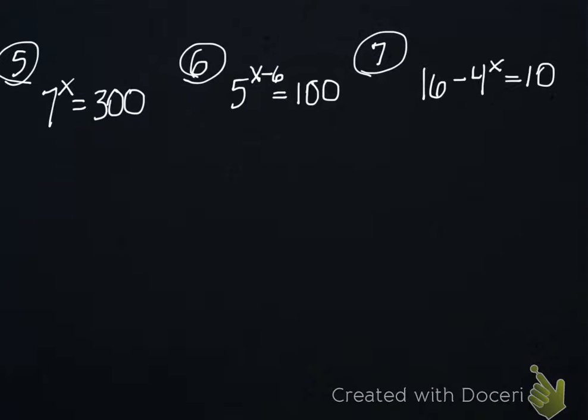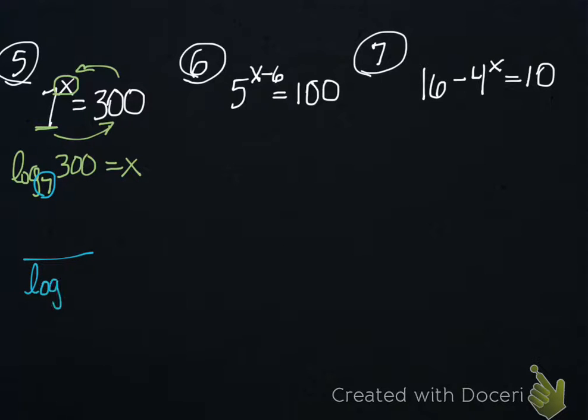Number 5. It's an exponential. X is in the exponent, so I'm going to turn it into a log. What's my base? 7. So I have log base 7 of 300 equals x. Now the x is by itself, but we need to use change base to plug it in the calculator. Again, the base is 7, so the base goes to the bottom, or the denominator. So I'd have the log 300 divided by the log of 7. When I plug that into the calculator, making sure I close my parentheses, I get x is equal to 2.93.